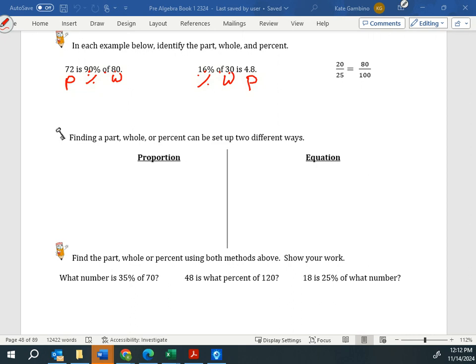So our last one, now we have fractions. All of a sudden it's not easy. Huh. So we're going to think back to what we know. We have 20 over 25 equals 80 over 100. We still have the part, the whole, and the percent. Oh, there's no percent sign.